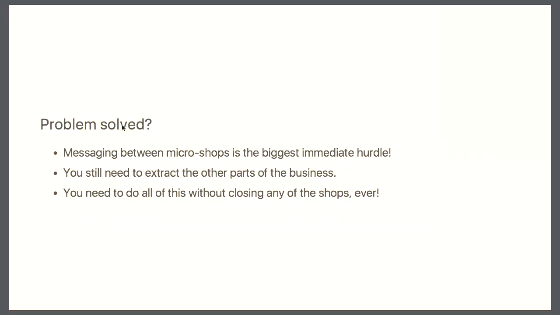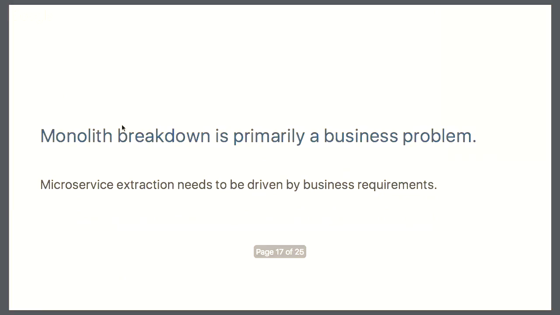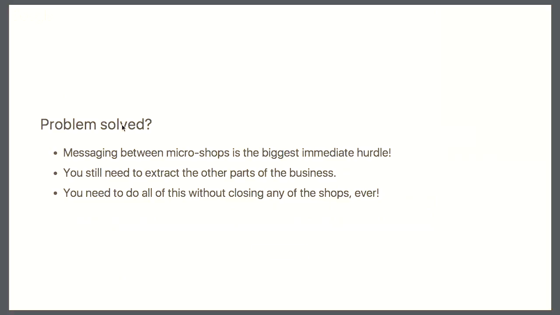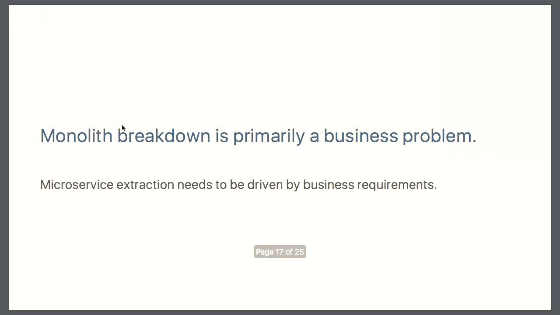So let's get away from this terrible metaphor now. It's done, I promise. We're done. So, right. Messaging between shops is the biggest immediate hurdle. You still need to extract all the other parts of the business, and you need to do all of this without closing any of your shops ever. But you have made a first stab at this. It's kind of worked. Some of it's not really been great, but you've started. It's gone okay.